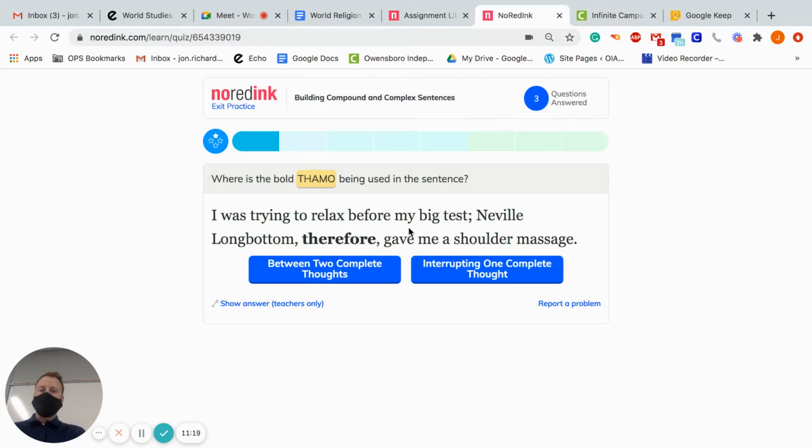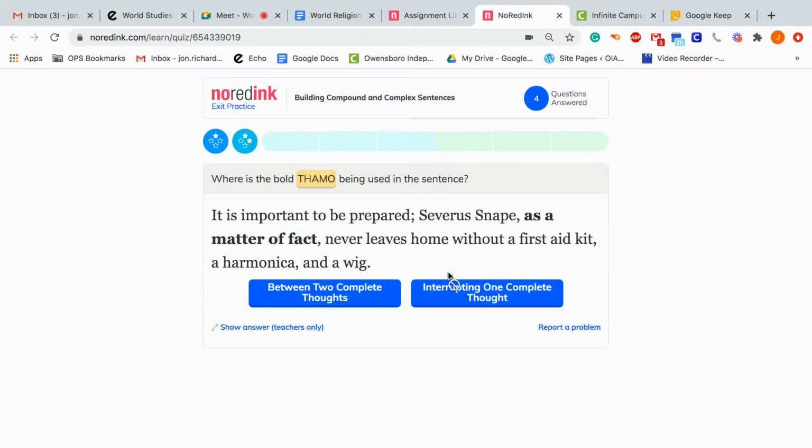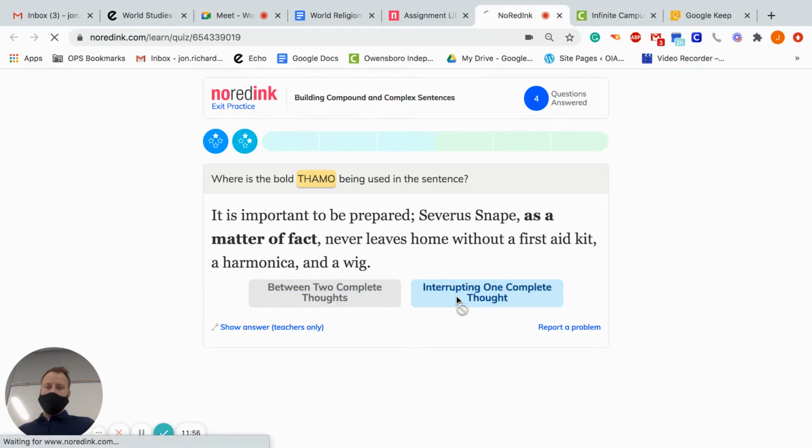So: I was trying to relax before my big test, semicolon. Neville Longbottom, comma, therefore, comma, gave me a shoulder massage. Not message, massage. So here's a hint, if you haven't figured out the trick yet. If it's surrounded by commas, if it has a comma on both sides, it is interrupting one thought. If it has a semicolon and a comma, it is between two thoughts. So we have two commas, so it's interrupting one thought. I don't even have to read the sentence on this one. I can just look at it. Oh, commas around it, interrupting one thought.